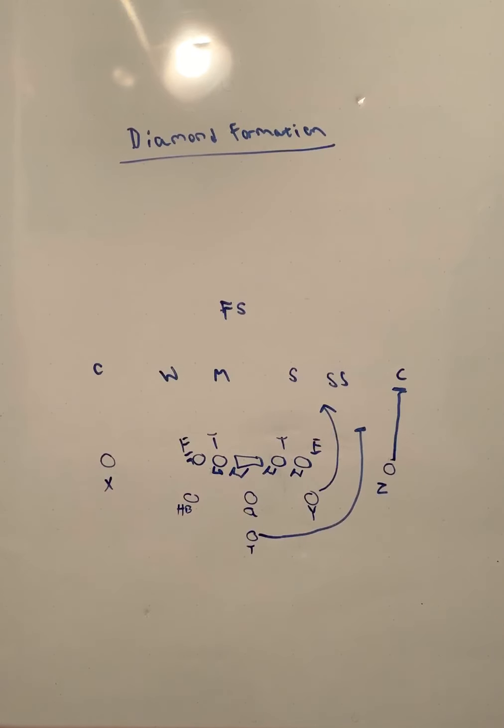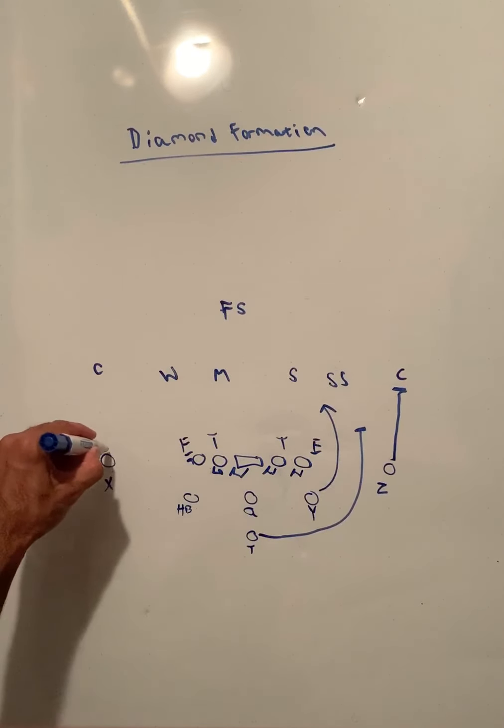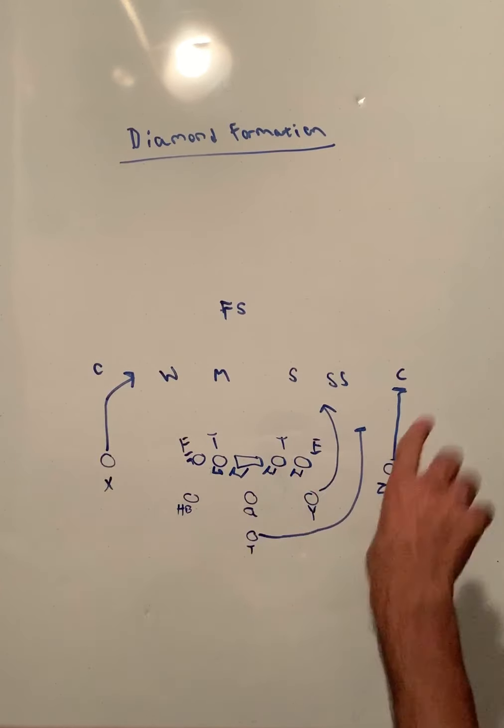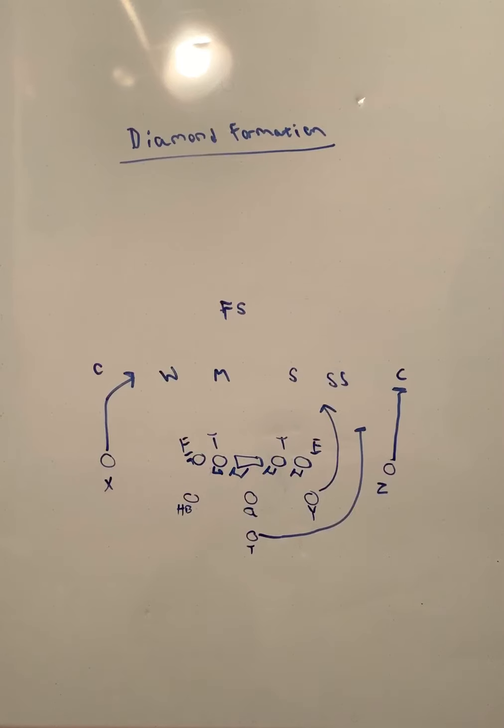Now, the X, he's going to run post on the backside, right? Again, our 2 fringe receivers and our corners, they're not going to be very important right now. The 2 main positions that we want to look at in this play are going to be the quarterback and the halfback, right? So, let's talk about the quarterback.